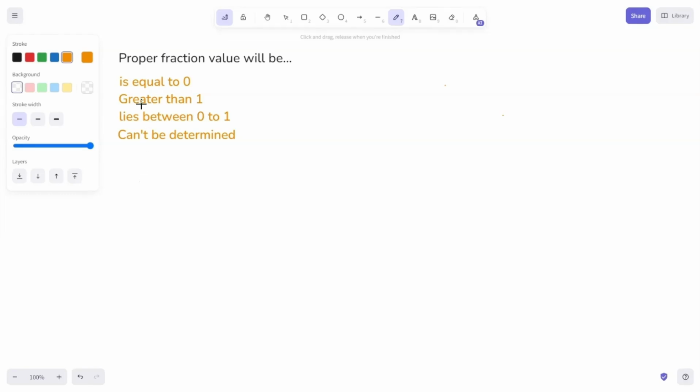As you can see, our problem is about the value of a proper fraction. So let me clarify what a proper fraction is. Proper fractions are those fractions in which the numerator is less than the denominator. So this is our numerator, this is our denominator, and as you can see, the numerator is less than the denominator. So these types of fractions are called proper fractions.